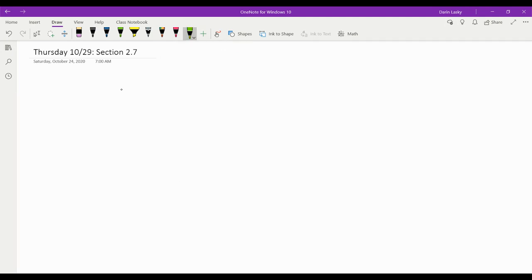So we're going to tackle 2.7 today, which is graphing linear inequalities and absolute value inequalities.